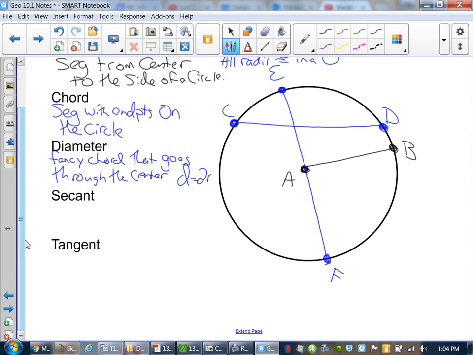Anyway, a secant is a line through a circle. So I think of it as an arrow that goes through the circle, so it's seek and destroy. Arrow through an apple. Right. Seek and destroy. Anyway, a secant is a line that goes through a circle.